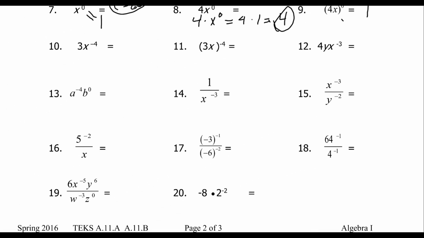Alright, now, number 10. So we've got 3 times x to the negative 4th. Now, if you remember correctly, this x to the negative 4th, when you have that negative exponent, it's supposed to go into the denominator. But there is no negative exponent attached to the 3. So what that yields is 3 over x times x times x times x, which is the same thing as saying 3 over x to the 4th. And there's that.